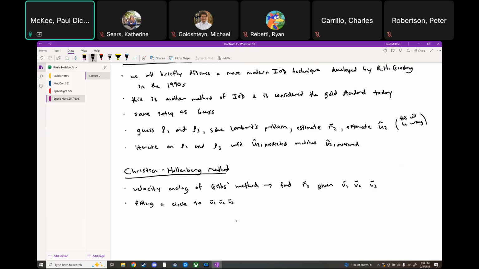Now, I'll be very impressed if anybody can answer why we fit a circle to 3 velocities. Because with 3 positions, we fit an ellipse, right? We said, well, the orbit ellipse has a focus at the center of the Earth, and it also connects these 3 positions. Now we're finding a circle. Anybody want to hazard a guess as to why?